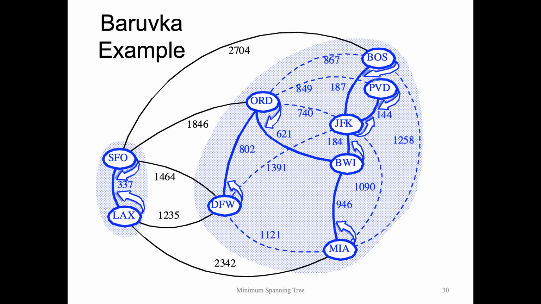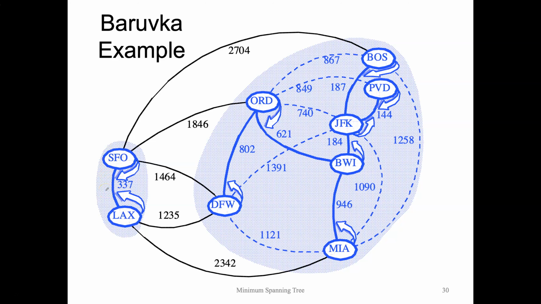So these arrows are just indicating 802 was the smallest edge coming out of DFW, and it was also the 621 was the smallest edge coming out of ORD. 337 was the smallest edge coming out of LAX, and also for SFO.